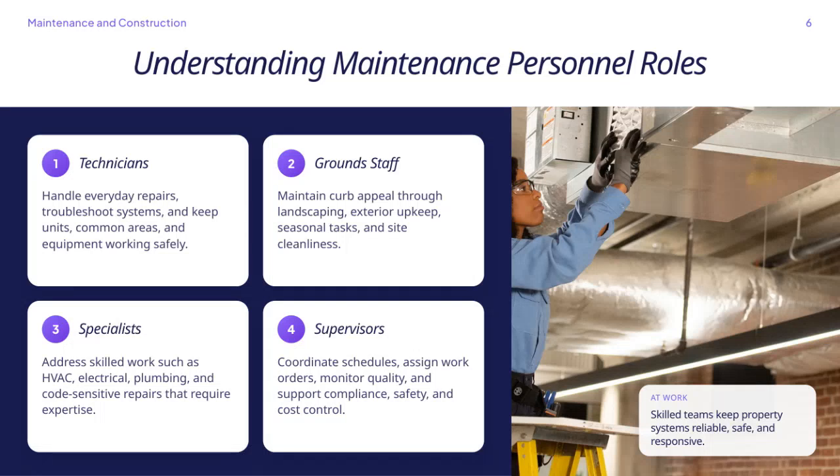Here we're breaking down the different roles within the maintenance team and how each contributes to keeping the property running smoothly. First, we have the technicians. These are the folks who handle everyday repairs and troubleshooting. They make sure that units, common areas, and equipment stay safe and functional on a daily basis. Next, the ground staff play a key role in maintaining curb appeal. They take care of landscaping, exterior upkeep, seasonal tasks, and overall site cleanliness to keep the property looking its best.